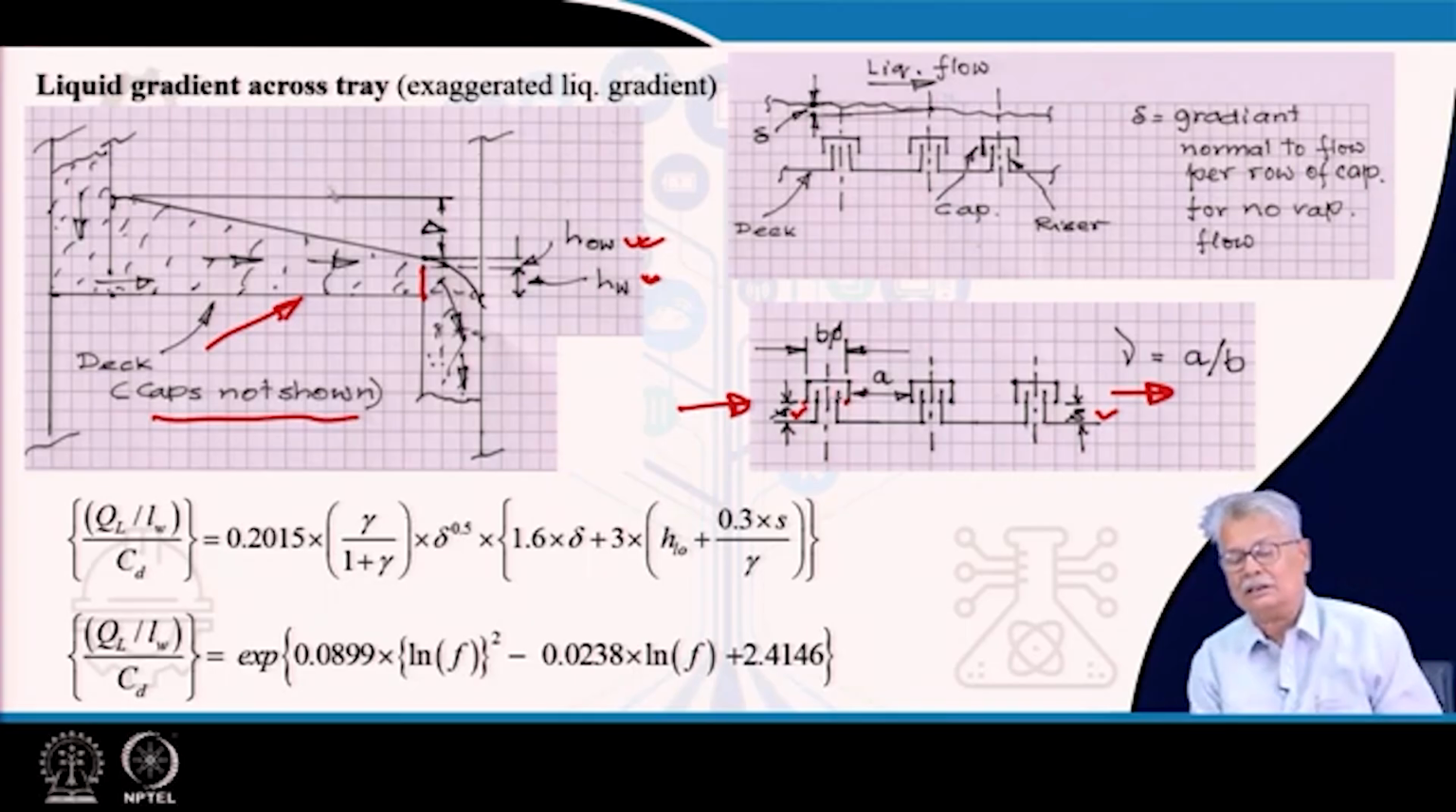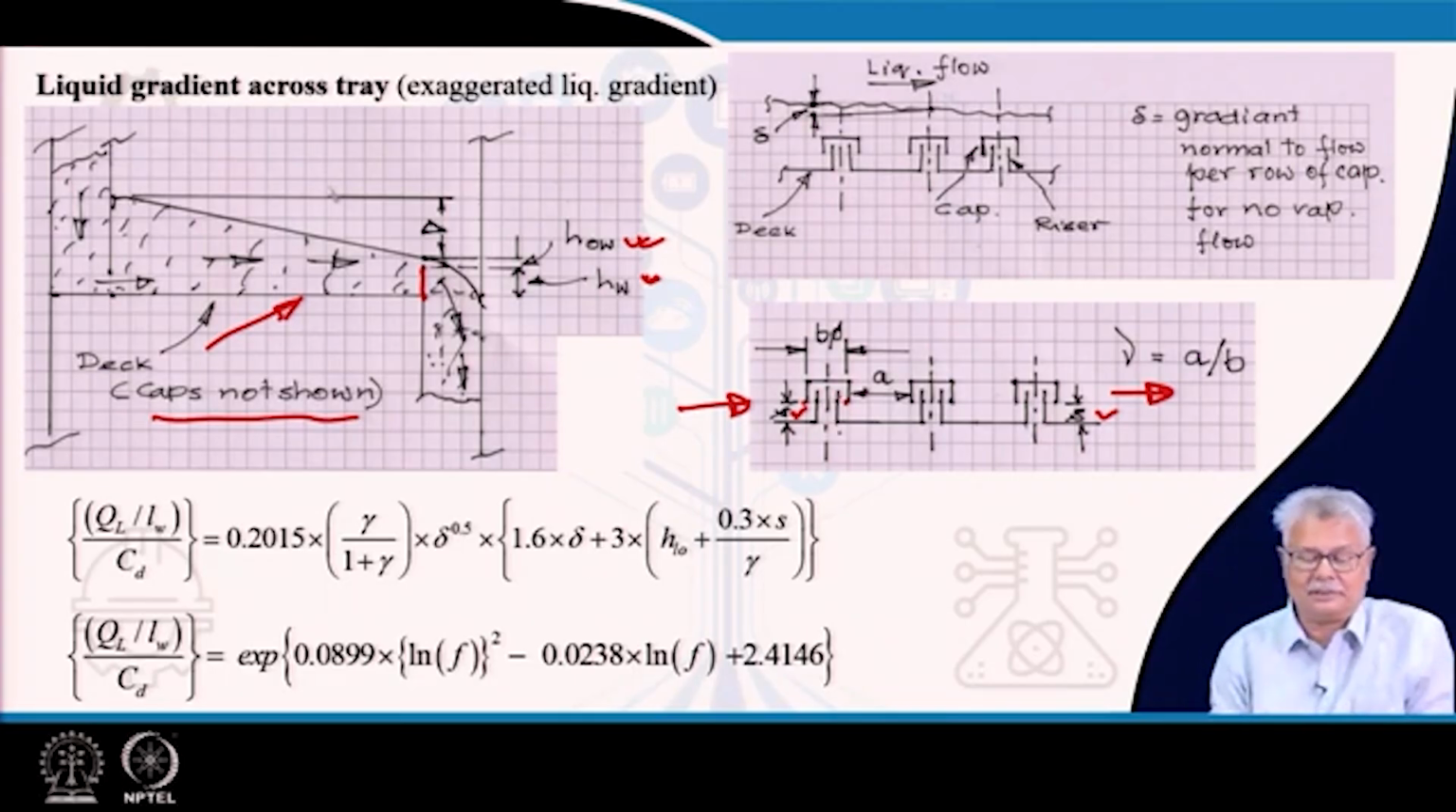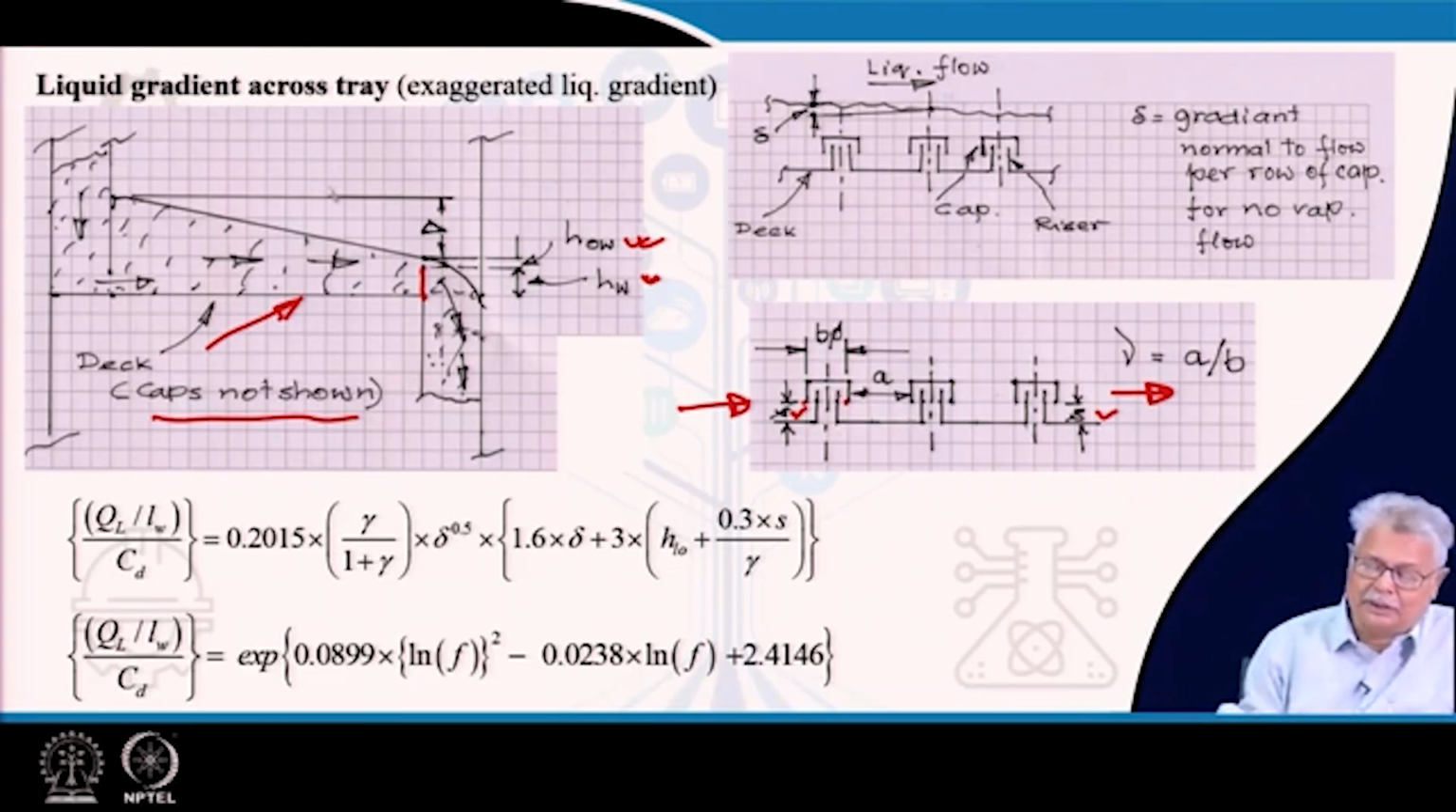So, these are basically the points which are going to decide what exactly is going to be the pressure drop of the liquid in flowing from this point to this point.